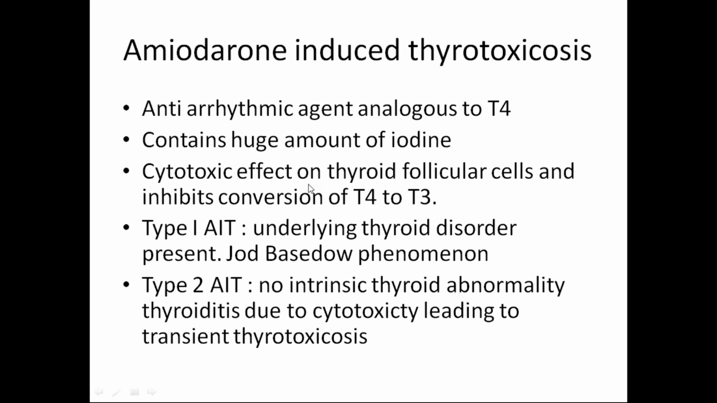It has a cytotoxic effect on thyroid follicular cells, first thing, and second, it inhibits the conversion of T4 to T3. So there will be excess T4 in the body. And there are two types of amiodarone-induced thyrotoxicosis. Actually, amiodarone causes three types of dysfunction. So the first is thyrotoxicosis. We'll be discussing it.